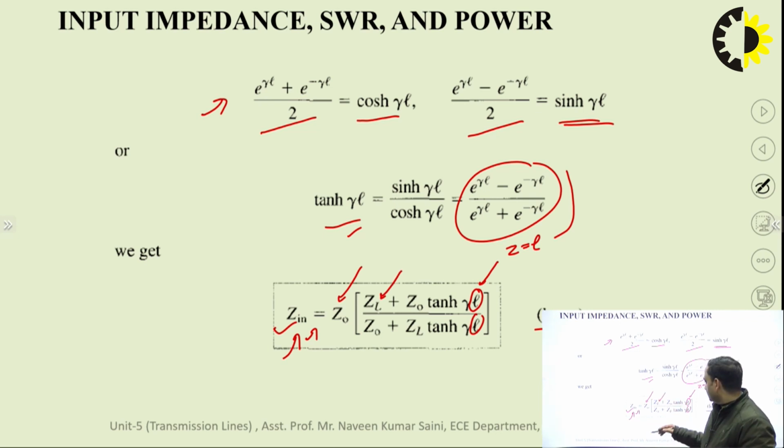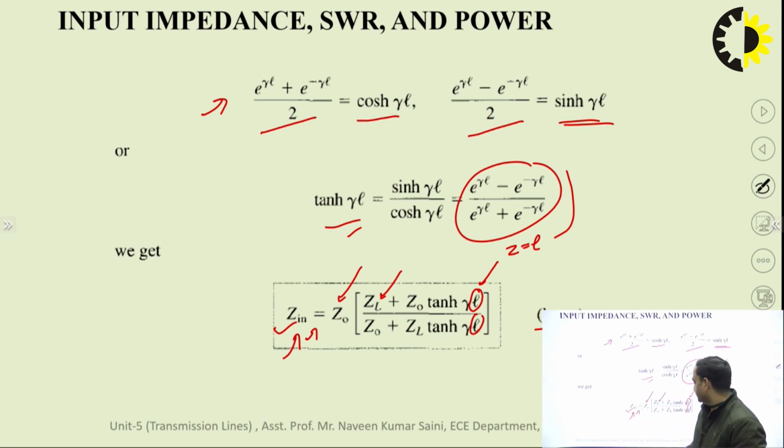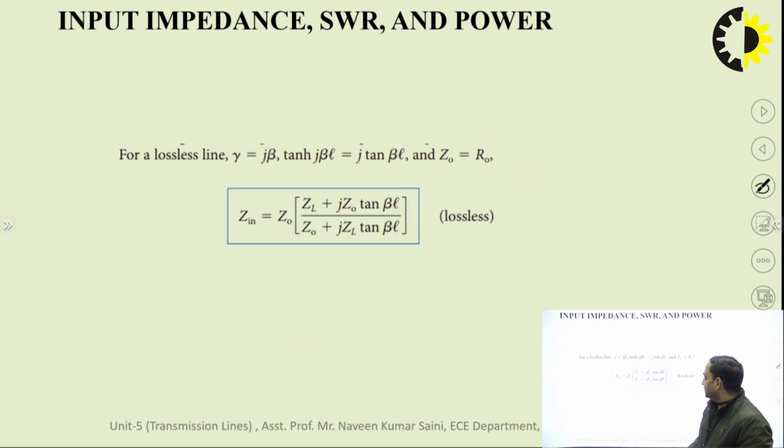So when we solve this, in the lossy case, in the general case, we can find the Z in when the medium is completely distorted. There are also some other cases which we can apply, as we have discussed: the lossless case, the lossy case, the distortion case. So all these cases we can consider here.